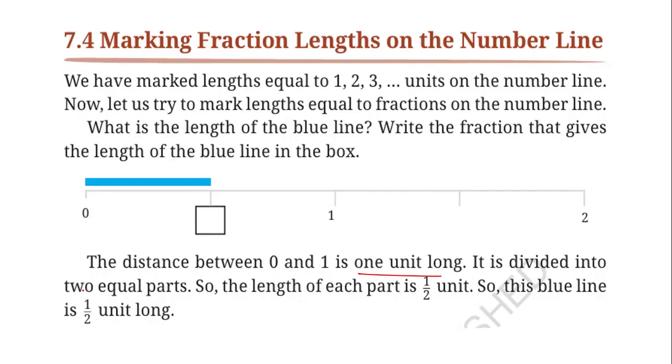If divided into two equal parts, that means like this. So the length of each part is 1 by 2 unit. This is 1 by 2 unit. So this blue line is 1 by 2 unit long.